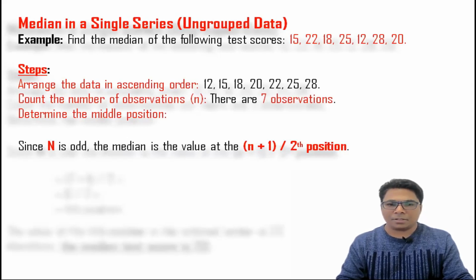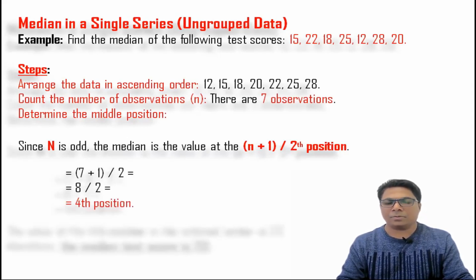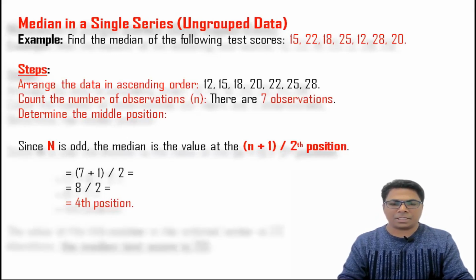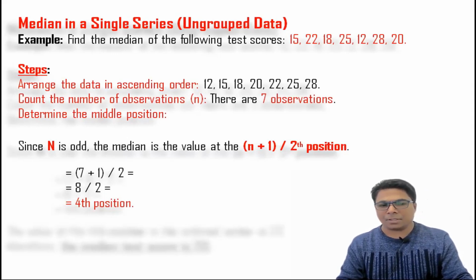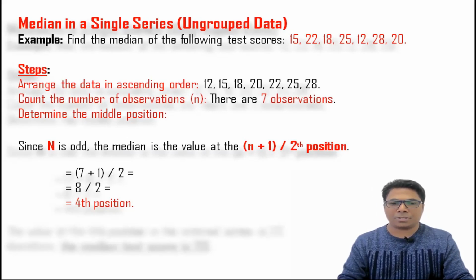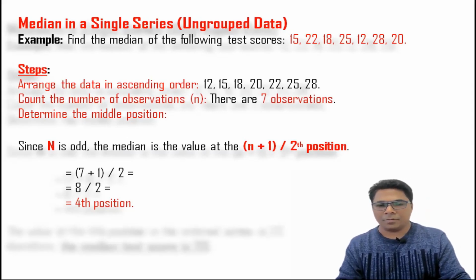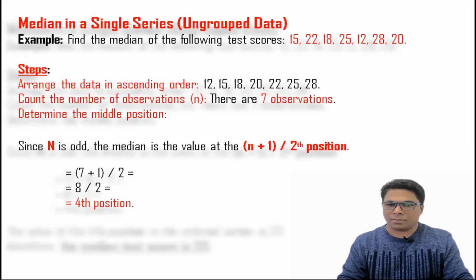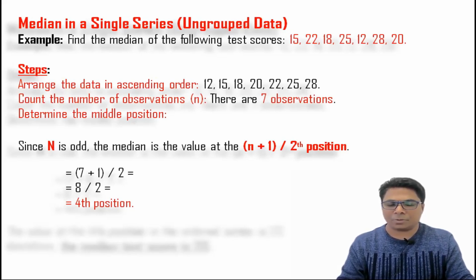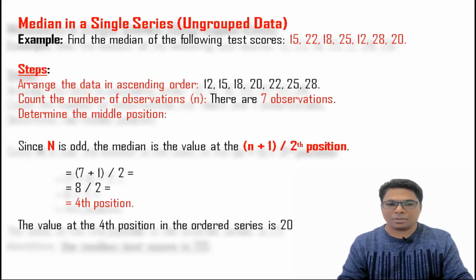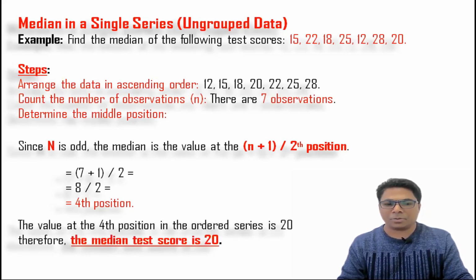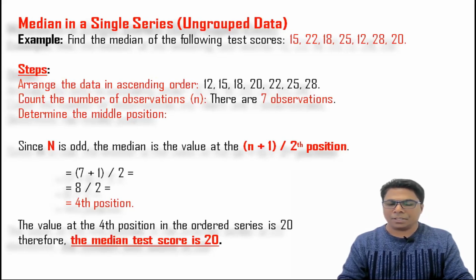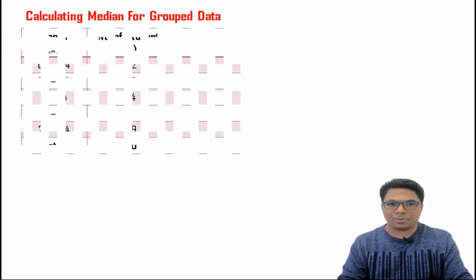So n is nothing but the number of observations. If you substitute in the formula, it is 7 plus 1 over 2, which is 8 over 2, that is the 4th position. If you start counting from number 1, you have to stop at the 4th position: 12, 15, 18 and 20. So 20 is the 4th position. So 20 is nothing but your median. So the median test score is 20 for the given observations.